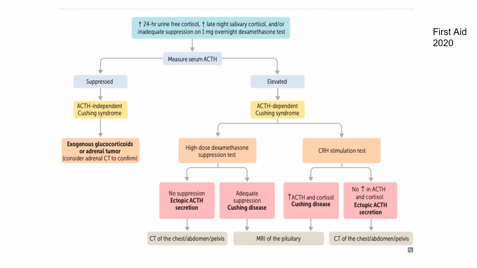And then I just wanted to go through what you do when you think that somebody has Cushing syndrome based on the clinical presentation. So I really love this diagram from First Aid. Based on this, we can see that there are 3 main ways you can diagnose somebody with Cushing syndrome. First, you can do an increased 24-hour urine free cortisol. Second, you could do an increased late-night salivary cortisol.